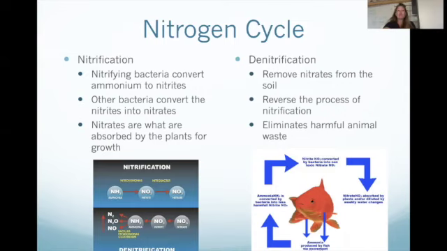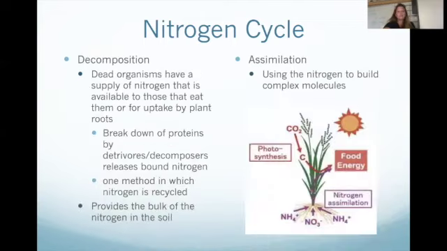Denitrification is removing nitrates from the soil. It's a reverse process, and it eliminates harmful animal waste. Decomposition: dead organisms will supply nitrogen that's available to the plant for uptake because the nitrogen's already in the right form. This provides the bulk of nitrogen in the soil. And assimilation is just taking that nitrogen in to build complex molecules to make the plant bigger.